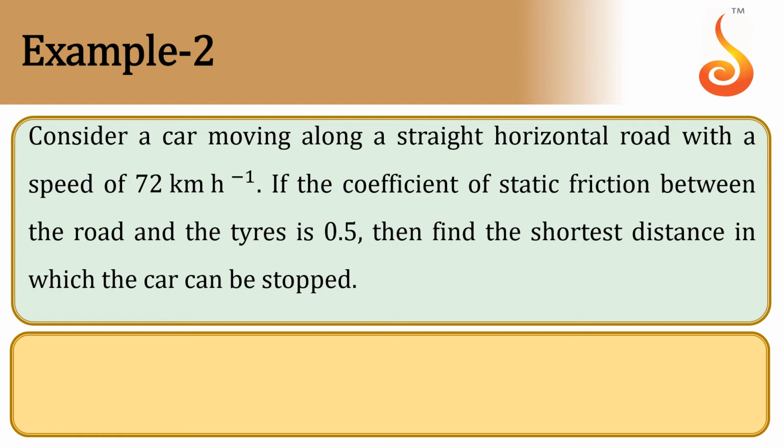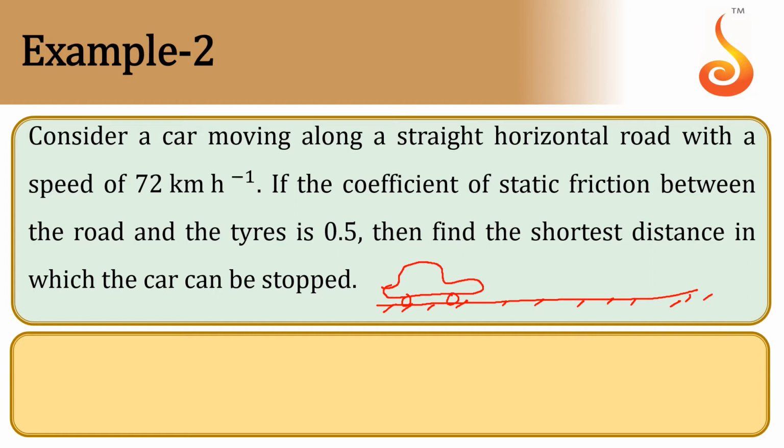Example 2. Consider a car moving along a straight horizontal road with a speed of 72 km per hour. If the coefficient of static friction between the road and tire is 0.5, then find the shortest distance in which the car can be stopped. So consider the car was moving on a straight horizontal rough road.